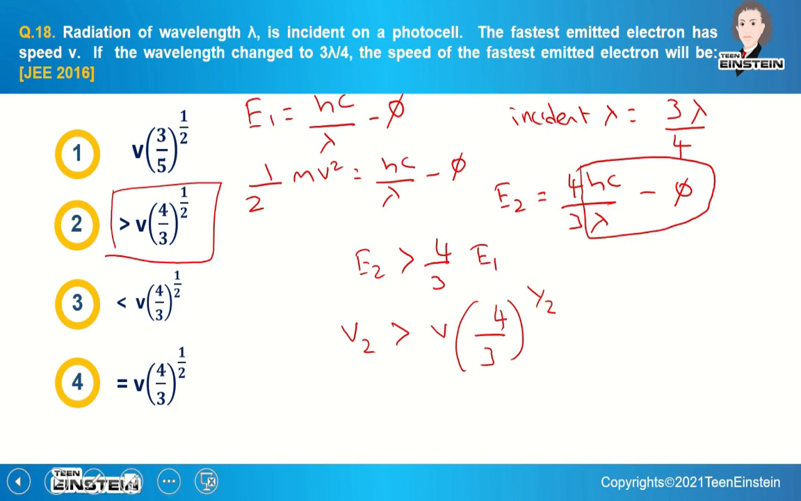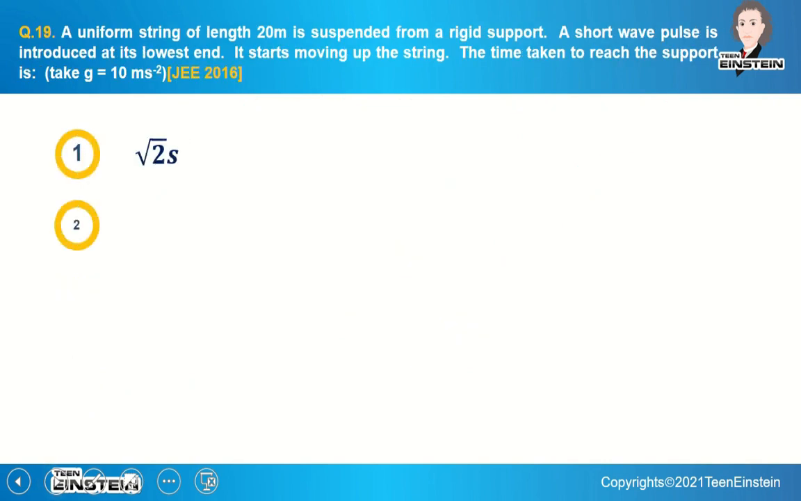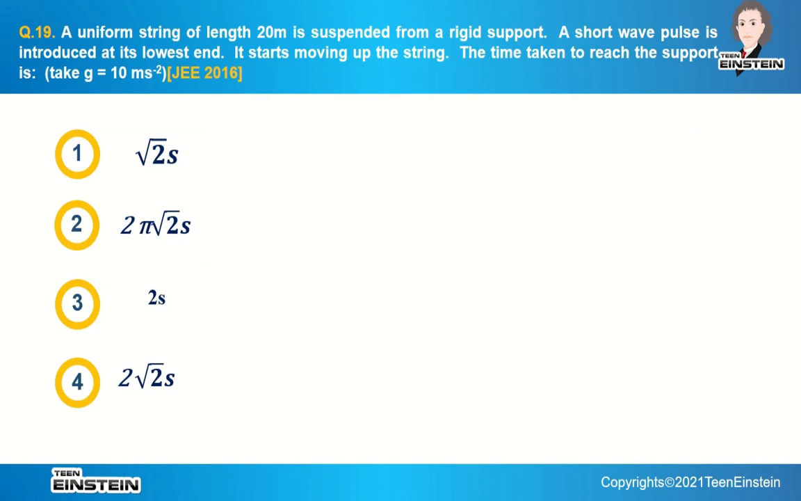Okay, so next we will move on with the next question. A uniform string of length 20 meter is suspended from a rigid support. A short wave pulse is introduced at its lowest end. It starts moving up the string. The time taken to reach the support is, and here they have told us to take g value as 10. The tension at a point is given by T equal to mg x by L.